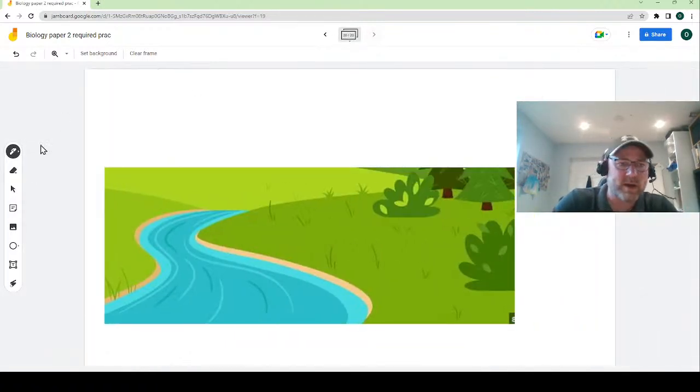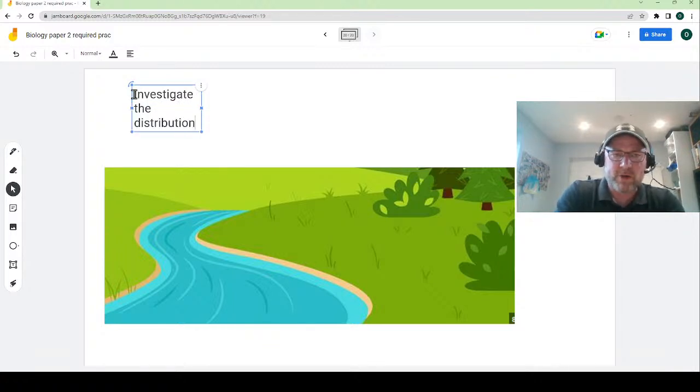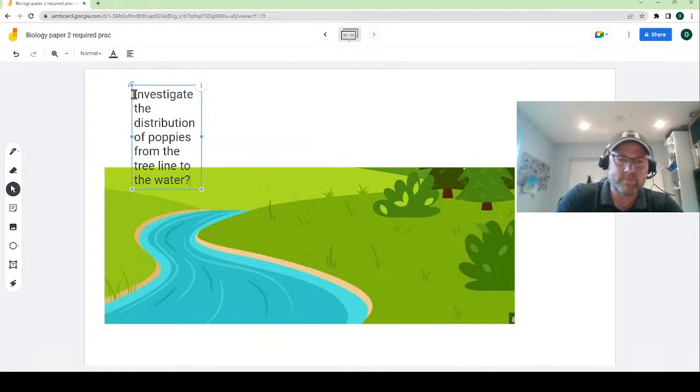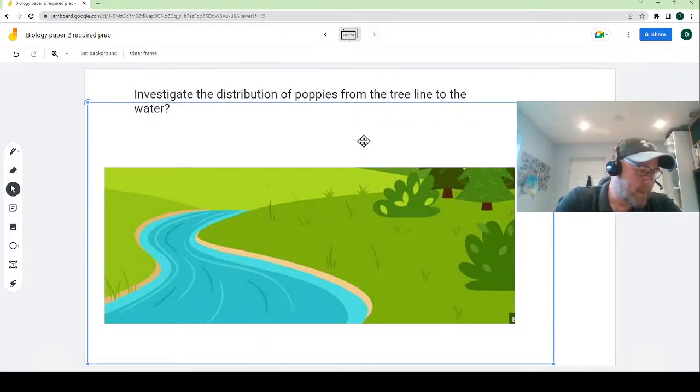Let's move on to the next one. The next keyword you're looking for here is distribution. So, investigate the distribution of, let's think of a plant, I don't know, poppies, from the tree line to the water. Okay.